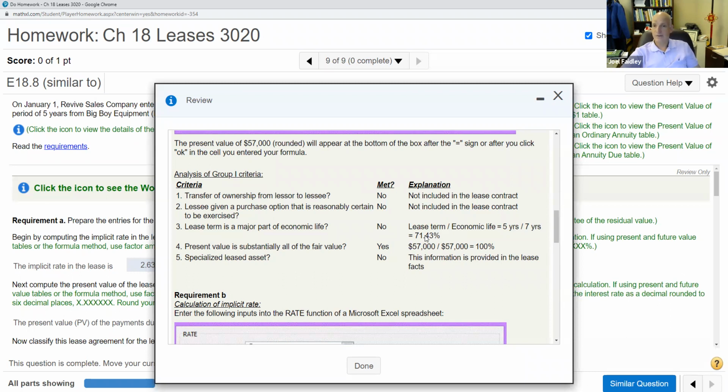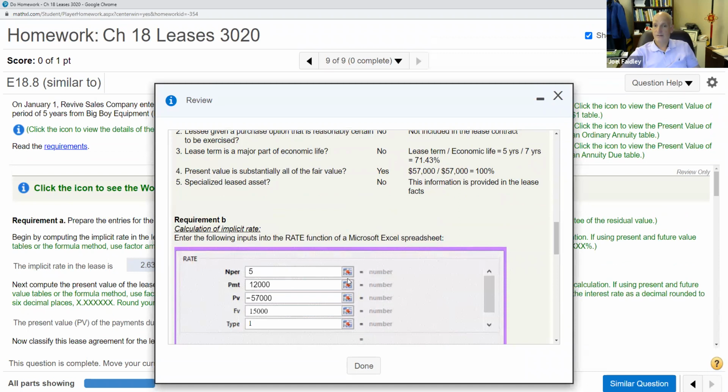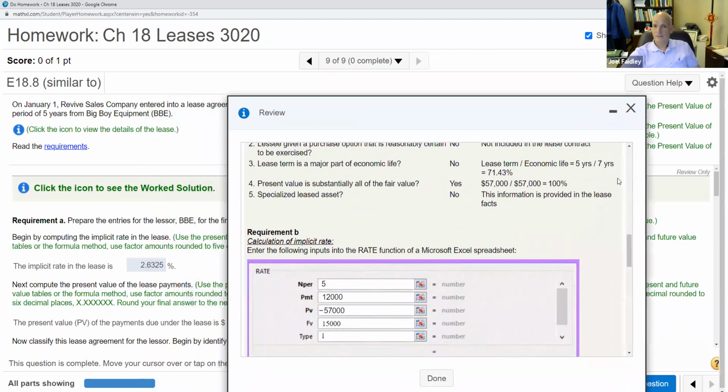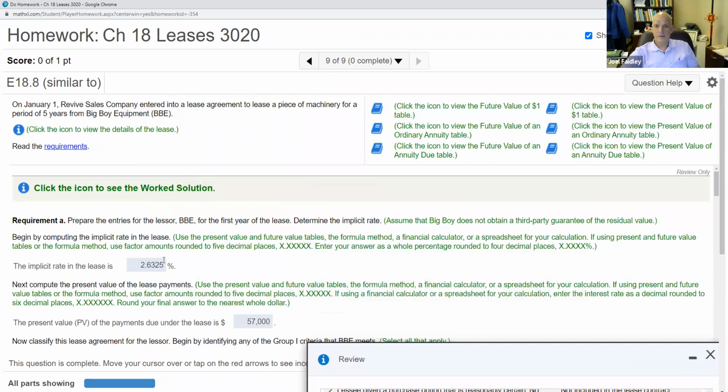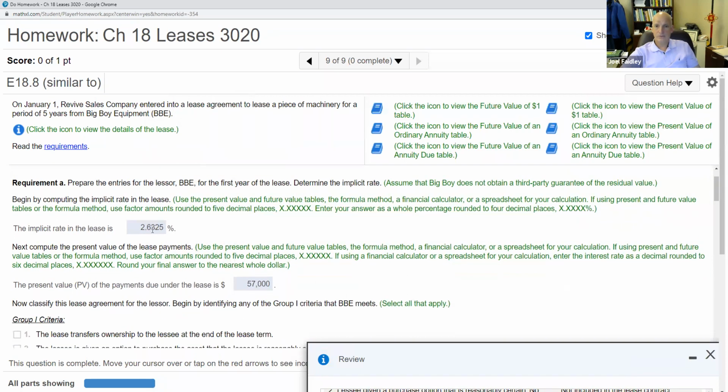it's not the major part of the life, even though it's more than 50%, right? Present value, 57,000 out of 57,000. That's a surprise, isn't it? 100%. So the answer is yes. So this is going to be a financing lease. And of course, this is a lessor. So there's the solutions, 2.6325.